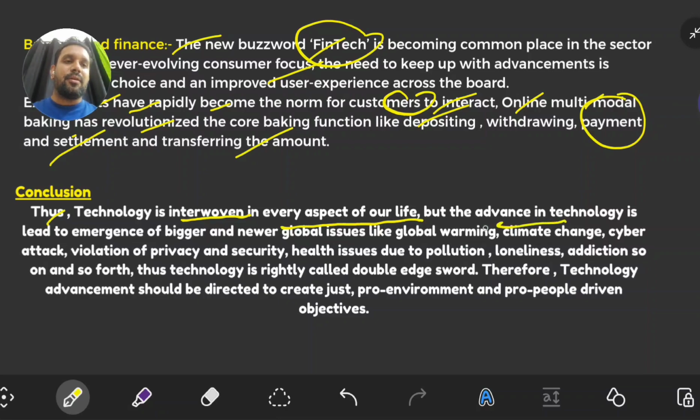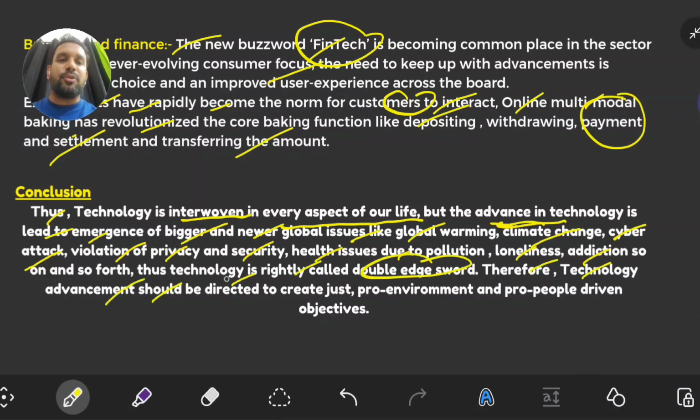But the advancement in technologies is leading to the emergence of bigger and newer global issues like global warming, climate change, excessive use of chemical fertilizers, cyber attacks, information loss, violation of privacy and security. Drones can be put at your window and people can see what you are wearing when you are dressing or undressing. So the threat is there. Health issues due to pollution, loneliness, addiction. Because of this technology, people are watching OTT for hours and hours. Thus technology is rightly called a double-edged sword.